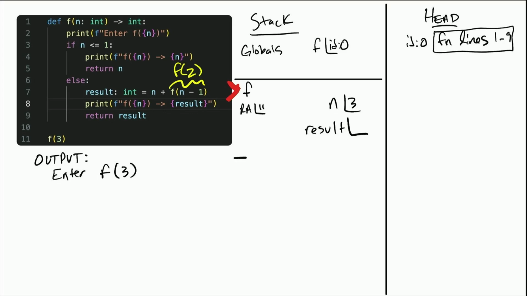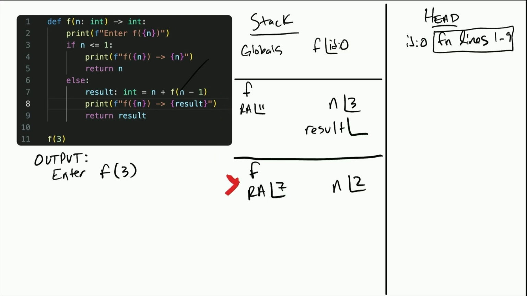So we push a new frame for f. This is a recursive call. The return address is line 7. That's where we go back with the result. This time around, n is 2. So our current frame is actually moving. Our current frame is now the lowest frame on the stack that is yet to return. Of course, that's this one, and we jump into this frame.